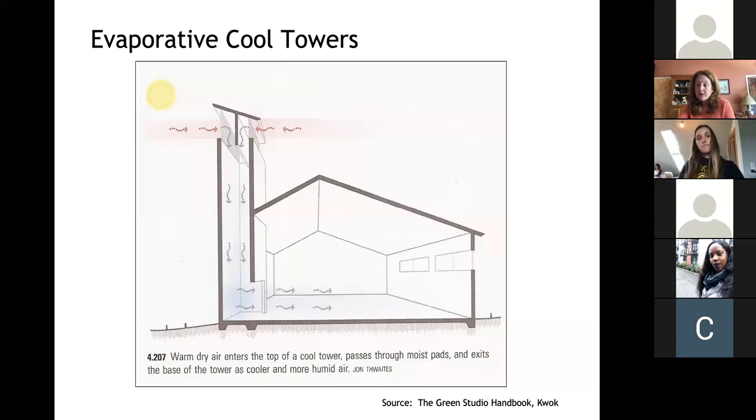Now, another way to use evaporative cooling is through these evaporative cool towers. And the idea here, again, is to start with evaporation, that you're spraying water into the air, probably at the top of the tower. And as the air cools, it's heavier. We know that warm air rises and cool air is more dense and it falls. And so by spraying water at the top of these cool towers, the air naturally becomes heavier and falls, and you get this cooler, moist air coming into the building.